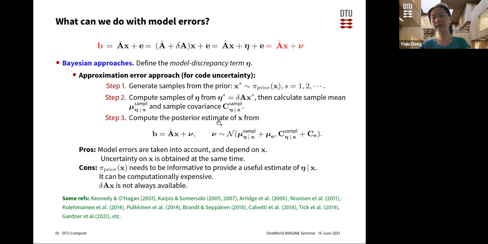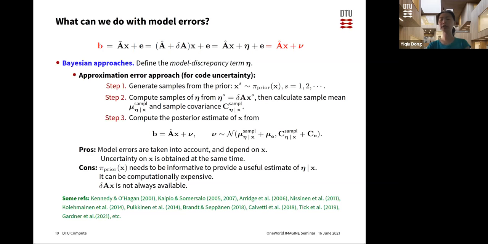Once we get the distribution of eta, which is Gaussian, if we also have the measurement noise following a Gaussian distribution, then we can get the distribution of the combined error term, nu. If we know the distribution of nu, then we can get the posterior of this linear system, together with the prior of x, of course.